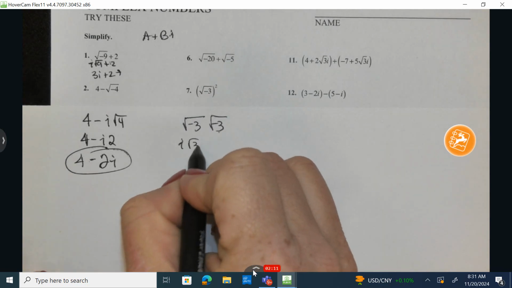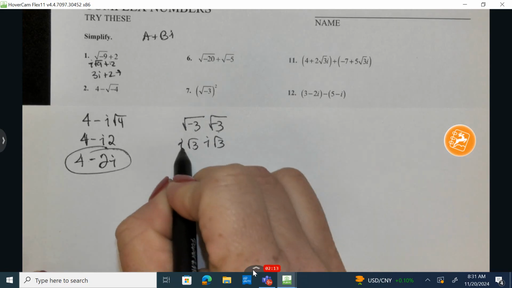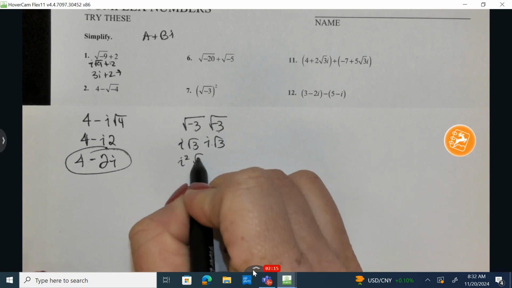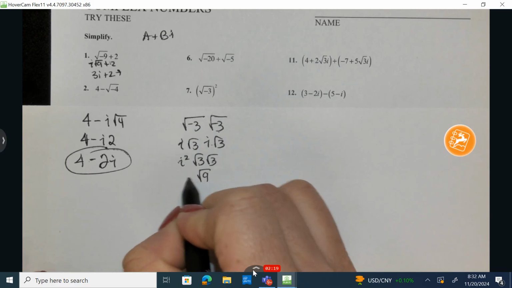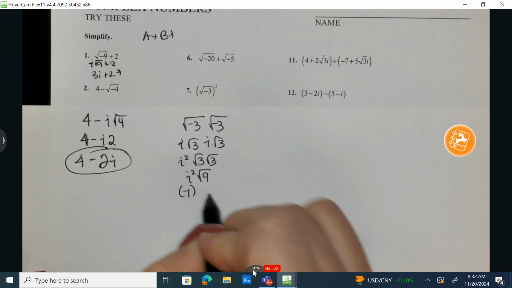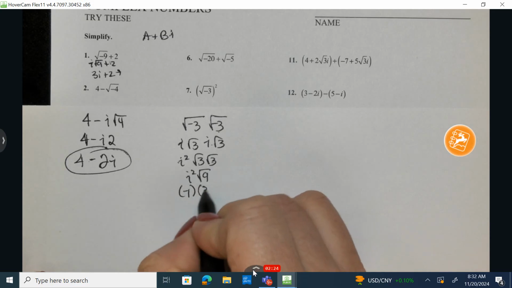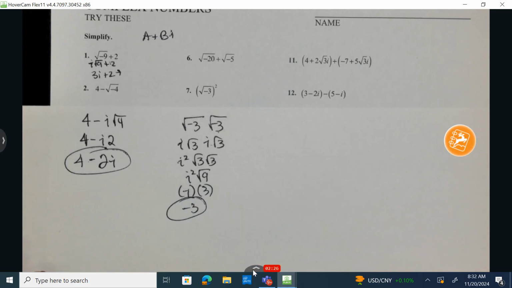Again, you can't take the square root of a negative. i times i is i squared, and then i times the square root of 3 and the square root of 3. The square root of 3 times the square root of 3 is the square root of 9. I know i squared is equivalent to negative 1. So I have negative 3 for number 7. Let's look at number 12.